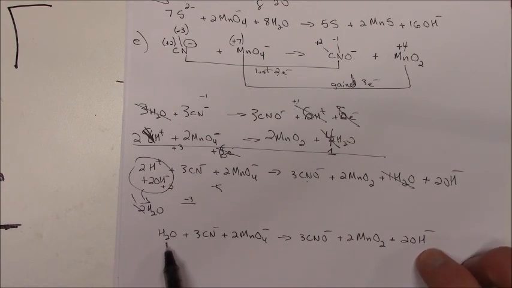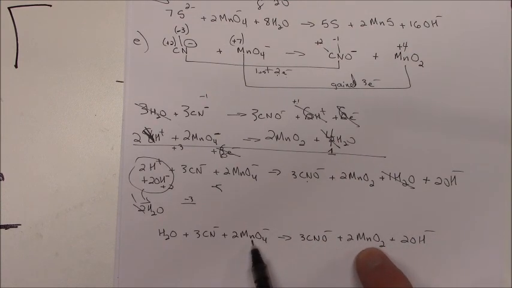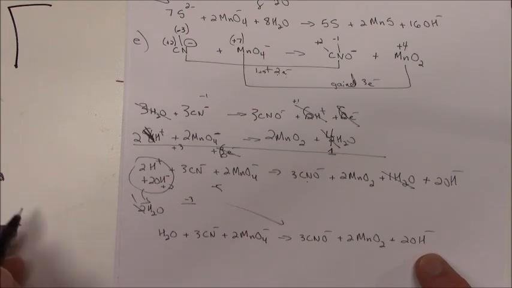two H's. 8, 9. 4, 5, 6, 7, 8, 9 oxygens. 3 carbons, 3 nitrogens, 2 manganese. 3, 4, 5, -5, -5. We're good.